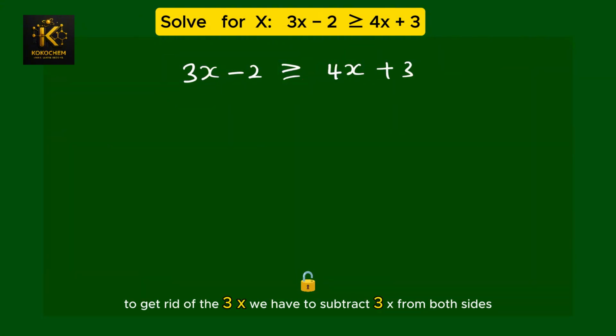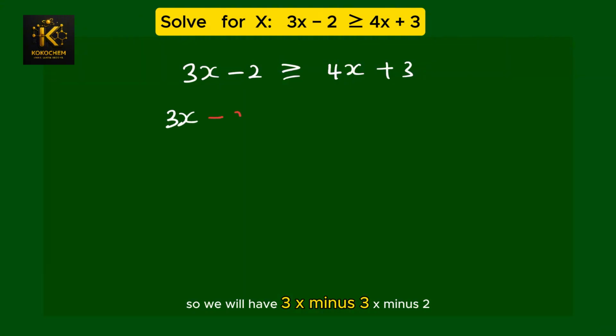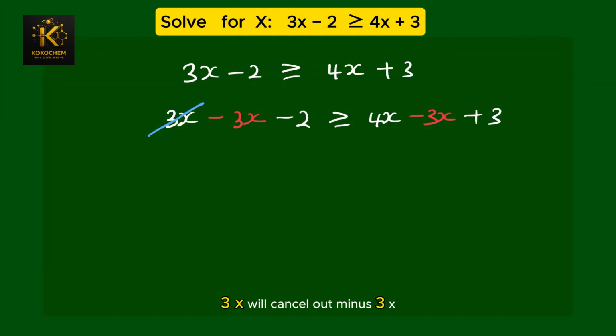To get rid of the 3x, we have to subtract 3x from both sides. Why? Because 3x minus 3x will be 0. So we will have 3x minus 3x minus 2 greater than or equal to 4x minus 3x plus 3. 3x will cancel out minus 3x.